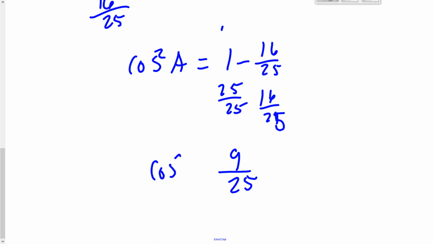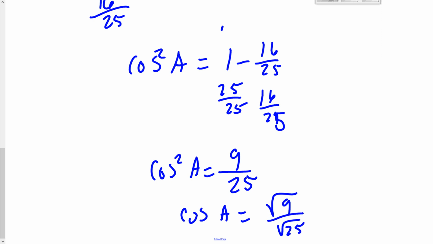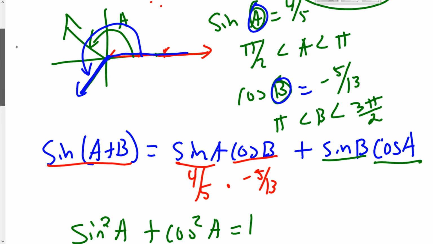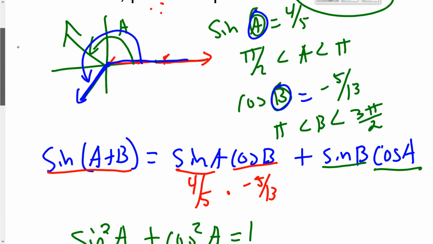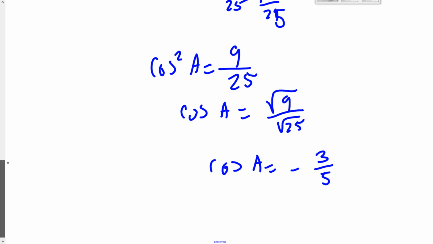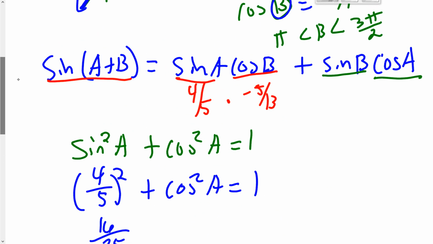That is cosine squared of A, but we just want cosine of A, so cosine of A is equal to the square root of 9 over the square root of 25, so that is plus or minus 3/5. But we can go back and we know where A is, right? A is between pi halves and pi, so that's the second quadrant, and cosine is negative. So actually we know this answer is going to be negative 3/5. So now we can come back to our formula, and cosine of A is negative 3/5.